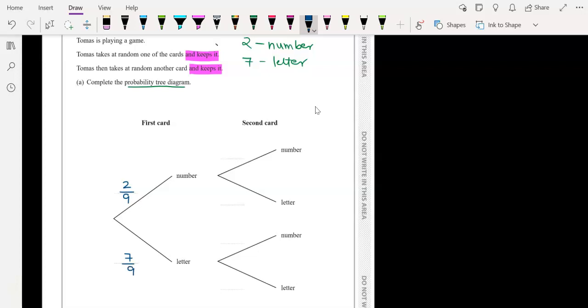Now since the cards are not replaced, when you are withdrawing the card for the second time, the total number of cards will reduce by 1. So now in this case, instead of 9, the total number of cards will be 8. So all the probabilities will be out of 8.